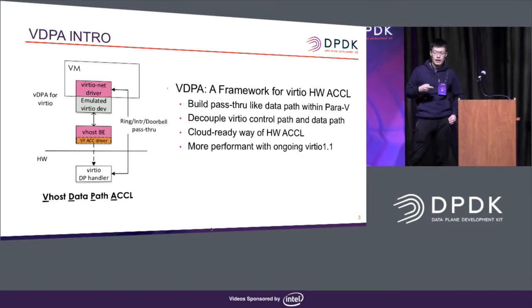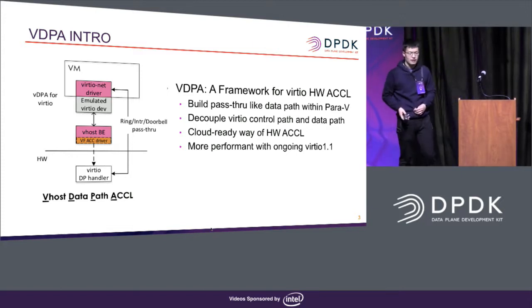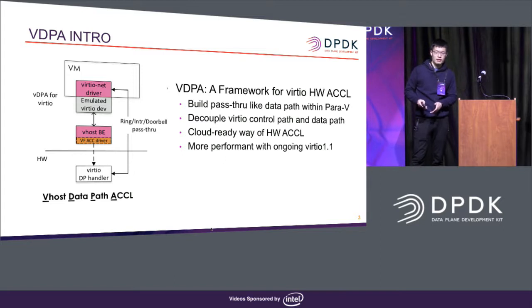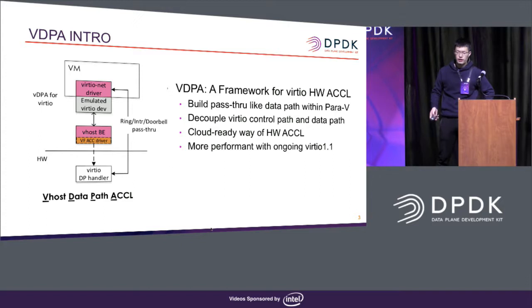So vDPA technically decouples virtio into control path and data path. Here, the control path refers to device emulation and configuration, and the data path refers to the ring DMA operation and interrupt, doorbell kick, etc. And for the control path, vDPA remains control path implemented in software layer. And for the data path, vDPA moves it to hardware.